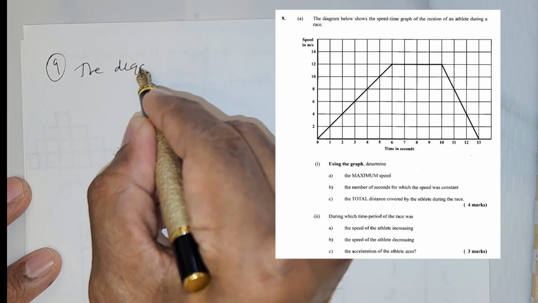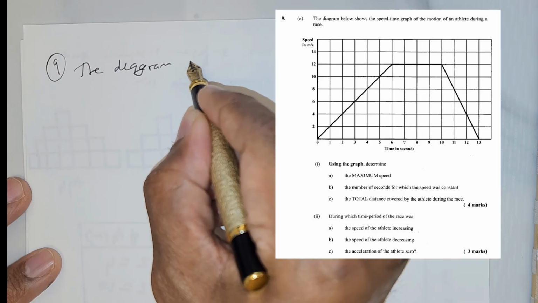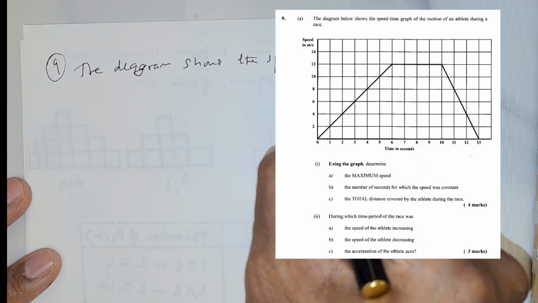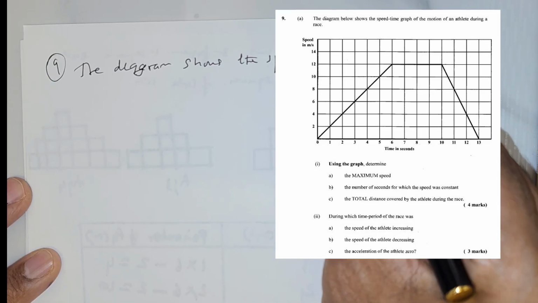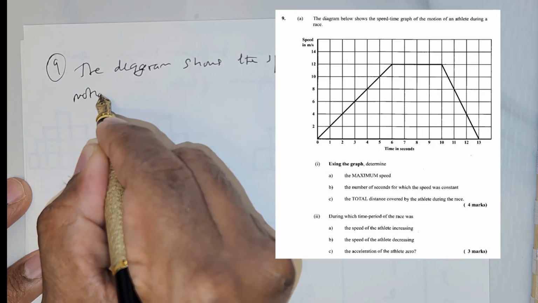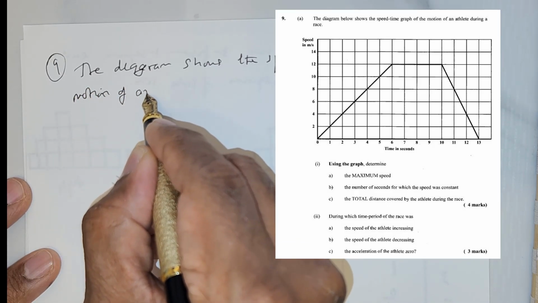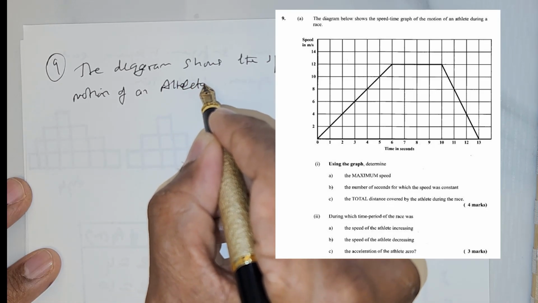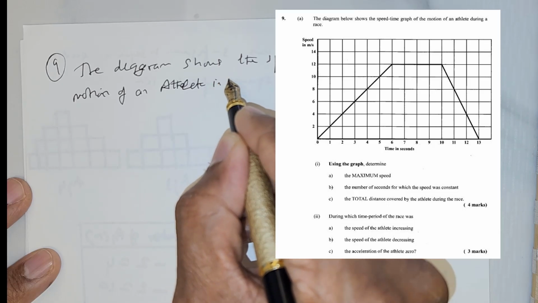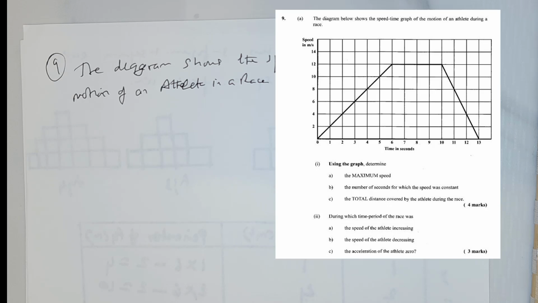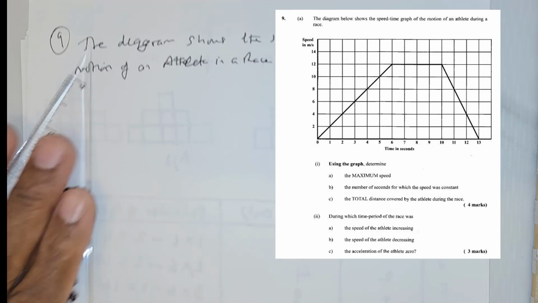The diagram shows the speed time graph of the motion of an athlete in a race. So let me draw this figure.